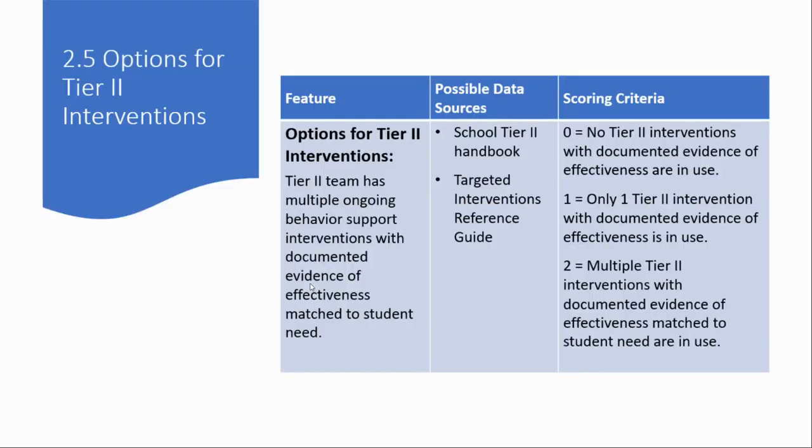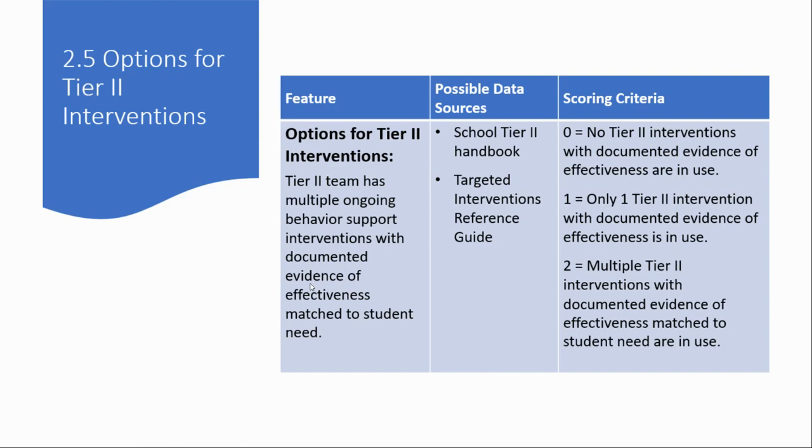So 2.5 is going to look at the options for tier 2 interventions. So the feature says that the tier 2 team has multiple ongoing behavior support interventions with documented evidence of effectiveness matched to students' needs. So possible data sources include the tier 2 handbook, the targeted interventions reference guide. I'll drop a link to that in the chat box.